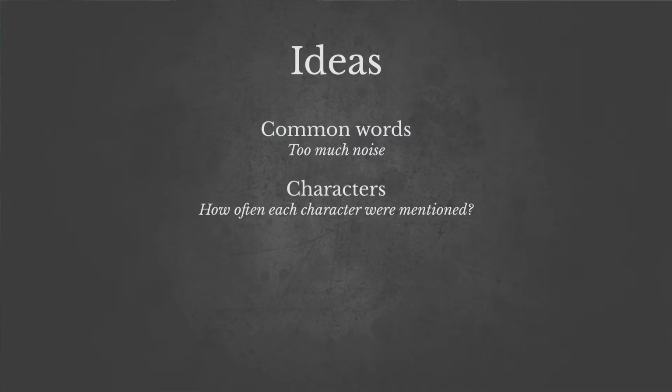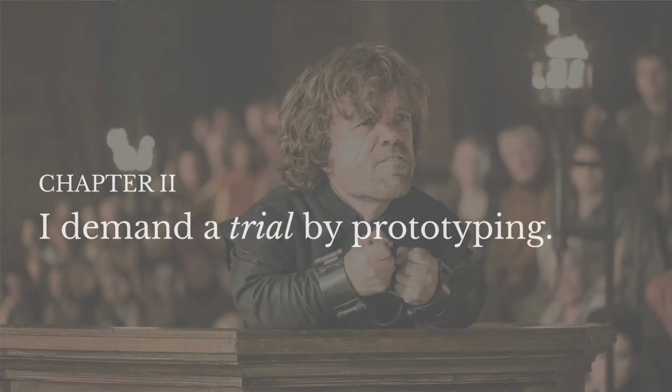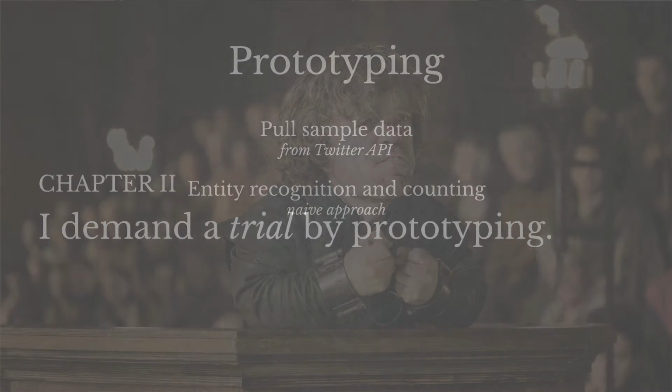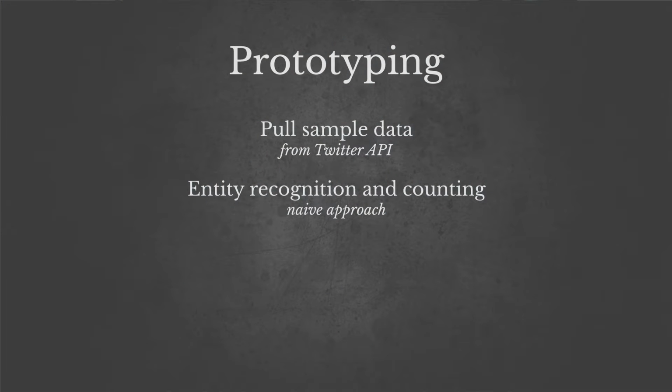Right? So why don't we focus on that first? And we will start by, let's see how often people mention different characters. So with that, I will start doing some prototyping. I pull some sample data from the Twitter API. Even though I work for Twitter, I don't have to go to Hadoop first every time because it's slow. I can do something fast just to get a small data set so I can work on it.